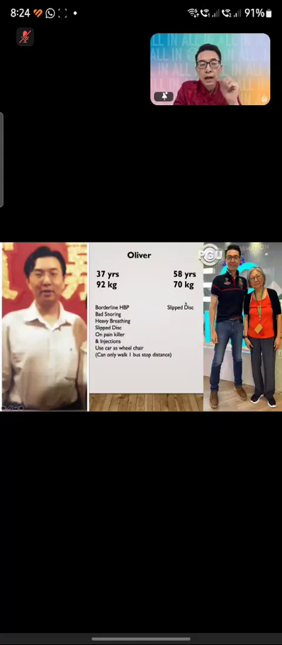So this year I'm turning 58. I'm 70 kilos and I only have the slip disc. Everything else is gone. I have not had the pain for as long as I remember. After I lost the weight, I've never had the pain.